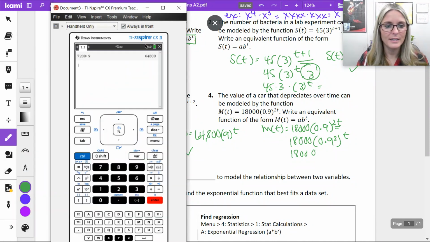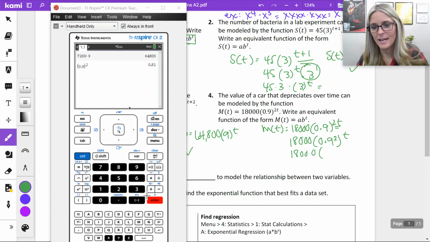Let's see what 0.9 squared is. Of course, it's 0.81 raised to the t, and I think I'm done. Let me just label this m of t equals, done.